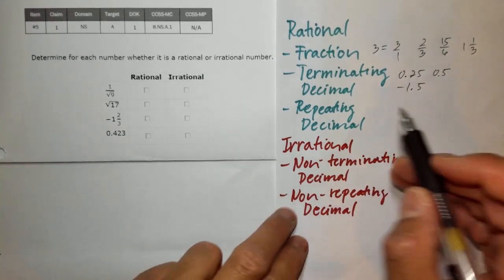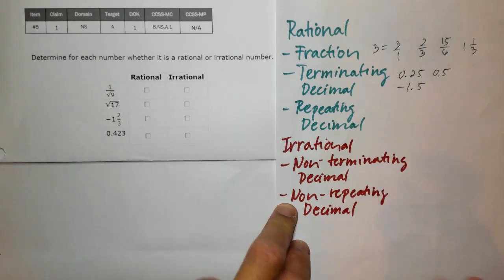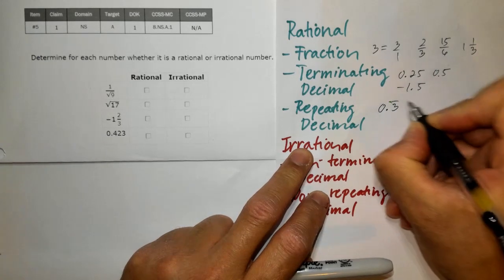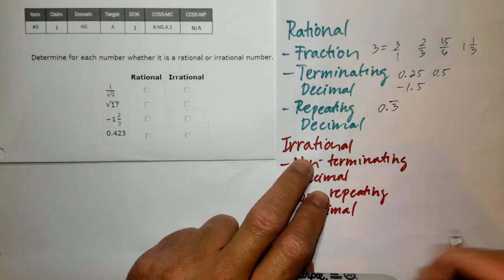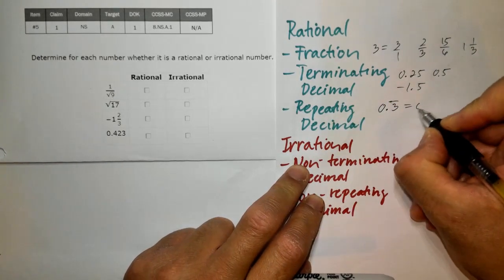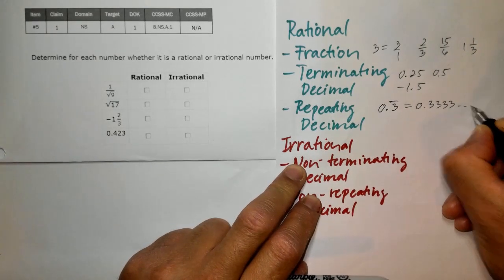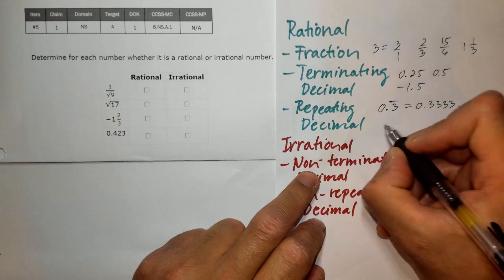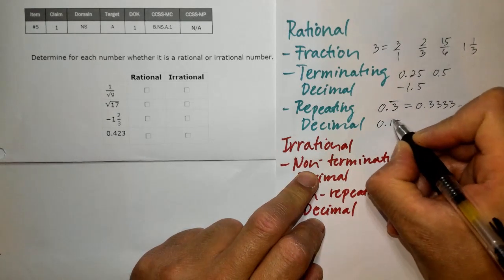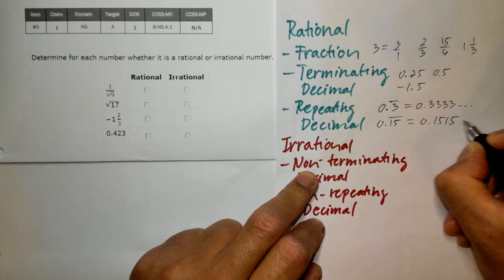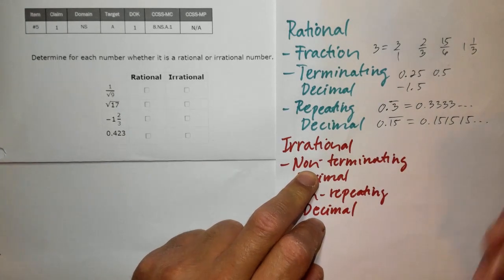And also the repeating decimals. Let's say 0.3 with the bar notation. It means that the number is continuously repeating without end. There's a pattern of repetition. Let's say 0.15 with the bar, so 2 digits that are continuously repeating without end.